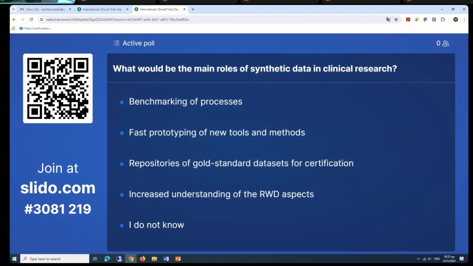So the one is the benchmark of the process. There are a lot of computational in silico or other processes in clinical research. Synthetic data can be used as a benchmark across those things. Second, you have a corpus of data that are synthetically generated, which means fully controlled, and then you can use them to fast prototype tools, process, new services. On the other hand, you can have a repository of a gold standard data set to assess and certify new processes that come on board. And finally, if you're able to generate synthetic data, you have some insights on how the real data are structured. So you could use the synthetic generation process as a mechanism to better understand the actual data itself.